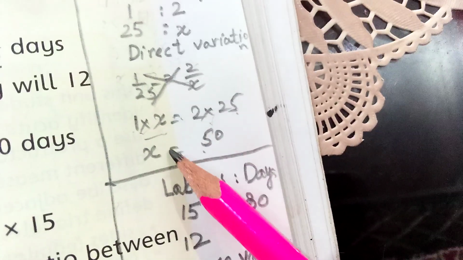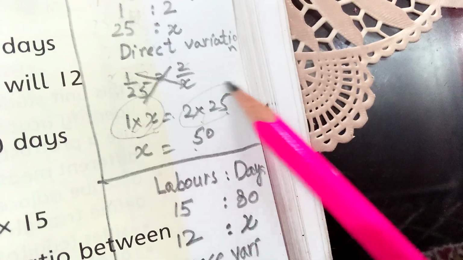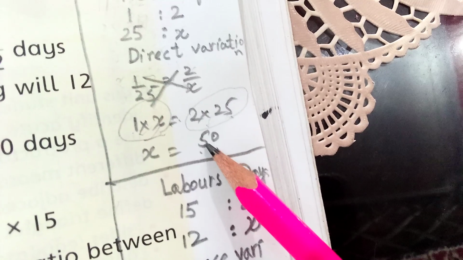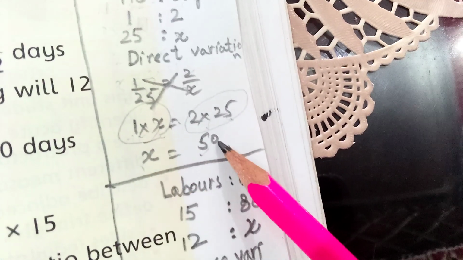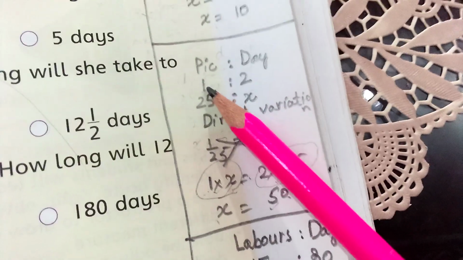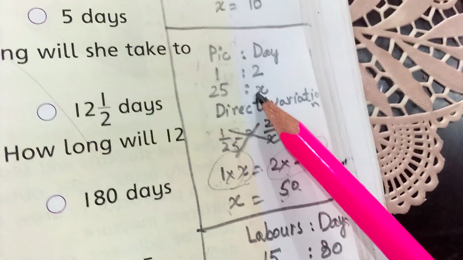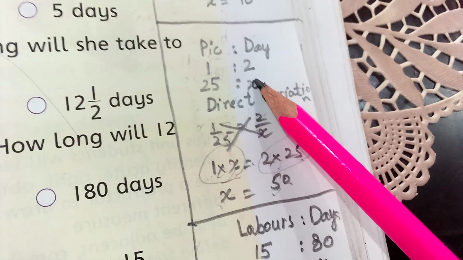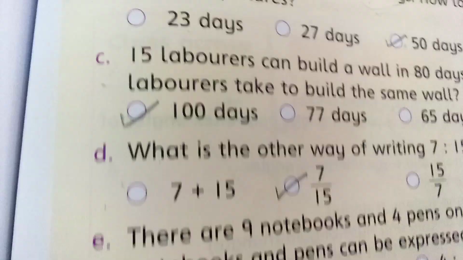Now this is the equals sign. This side is the left hand side, this is the right hand side of the equals sign. We will multiply 2 times 25 gives us 50, and 1 times x gives us x. So x equals 50. It means that if she paints one picture in 2 days, she will paint 25 pictures in 50 days, because x is 50.